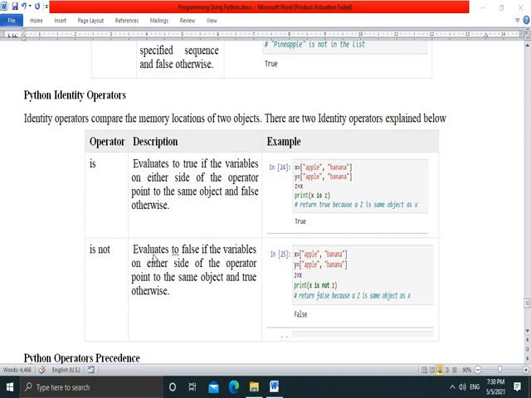Is not evaluates to false if the variables on either side of the operator point to the same object and true otherwise. If you take the example x equal to apple banana, y equal to apple banana list and you assign z equal to x and you write print x is not z, it prints false because z is the same object as x. If both objects are different, then true is printed.